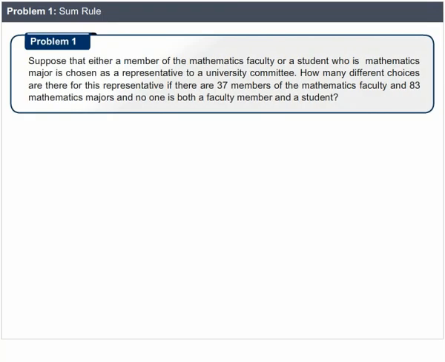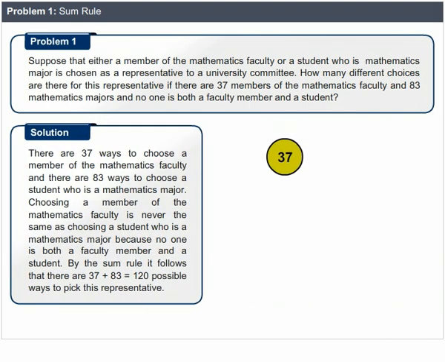Suppose that either a member of the mathematics faculty or a student who is a mathematics major is chosen as a representative to a university committee. How many different choices are there for this representative if there are 37 members of the mathematics faculty and 83 mathematics majors and no one is both a faculty member and a student?